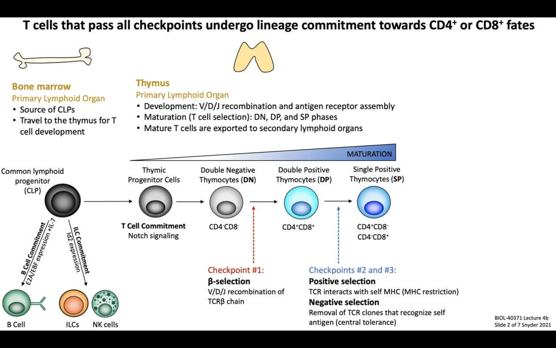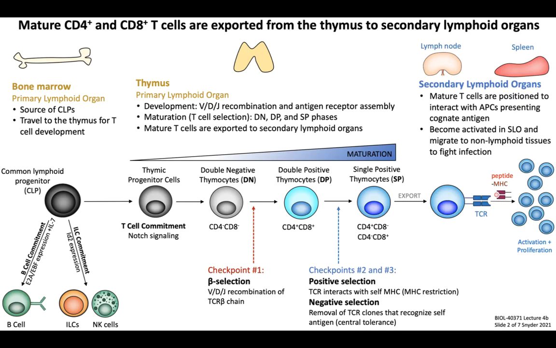At this stage, mature naive T cells have been generated, and upon completion of their development, they exit the thymus and are exported to secondary lymphoid organs. Secondary lymphoid organs consist of structures such as the lymph nodes and spleen. If you remember back to our week 1 lectures, secondary lymphoid organs are sites of high lymphocyte density where T and B cells are appropriately positioned to undergo activation.